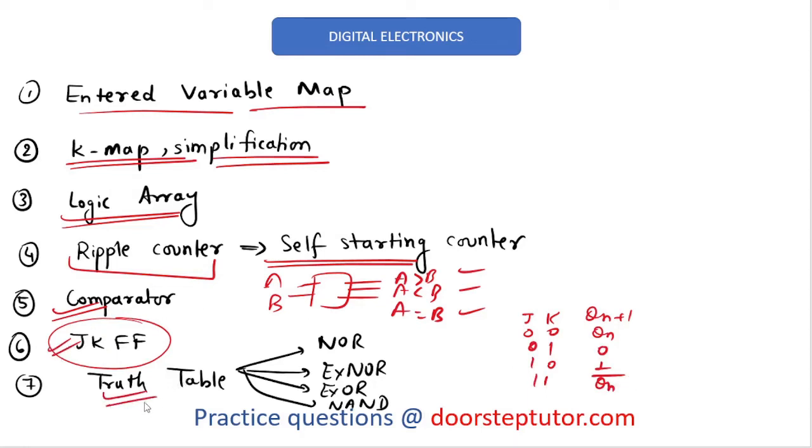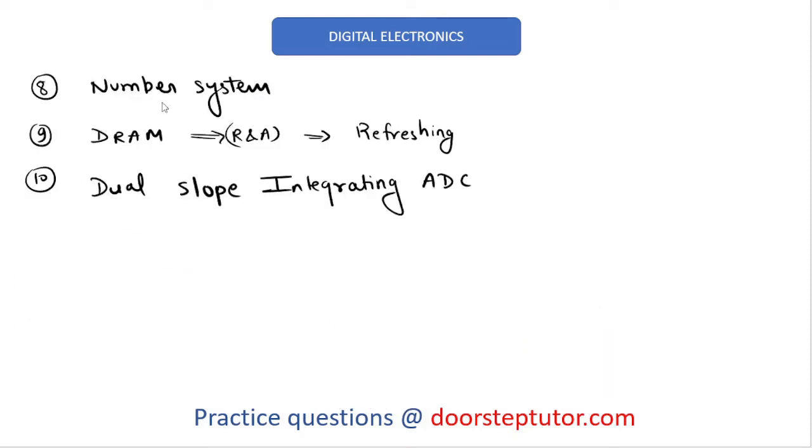There was a question related to the truth table of the gates like NOR gate, XNOR gate, XOR gate, and NAND gate. So they had given the truth table for the corresponding gates, and it was a match the column type of question. They have also given one question from number systems like octal, hexadecimal, and binary number system. There was a question related to memory also, like DRAM, dynamic RAM, and it was a reason assertion based question like whether refreshing is required in DRAM or not, and why it is required.